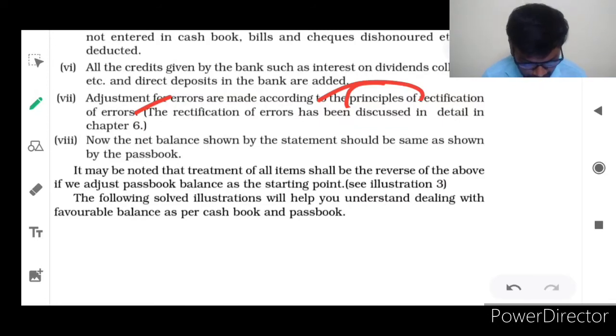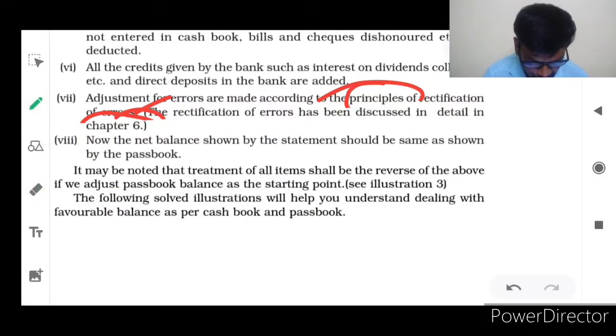In detail, okay, in chapter 6 we will discuss about this. What is that? Errors of principles, errors of commission, omission, partly omission. Which will affect trial balance, which will not affect trial balance, everything we will discuss in chapter 6. So this is chapter 5. The next chapter is only about trial balance. There we will discuss many things about it.